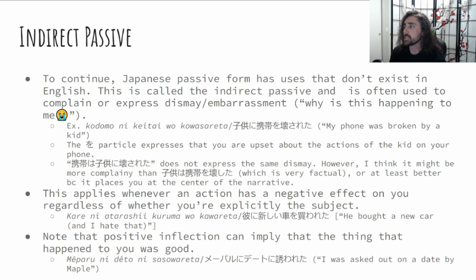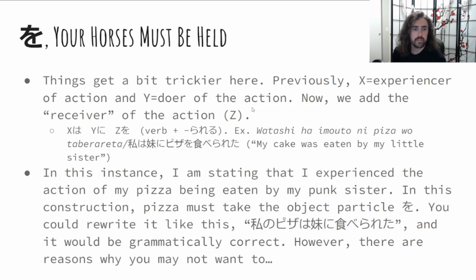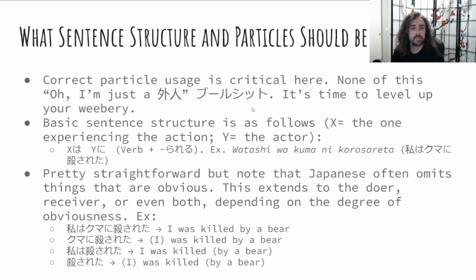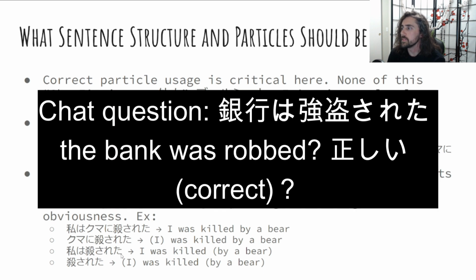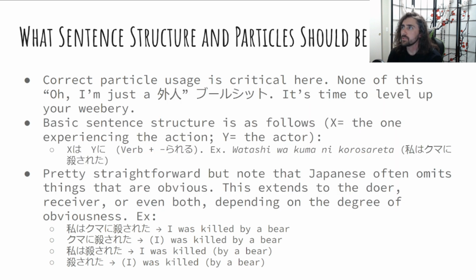So it's kind of tricky. Can you use it without the ni or the o? Yeah, you can, for sure. Like in this example, 私は殺された? Yeah, you can say that. That's totally fine. Is your example correct? Yeah. 銀行. Yeah, for sure. It was robbed. Yeah, that's fine. You can totally say that.